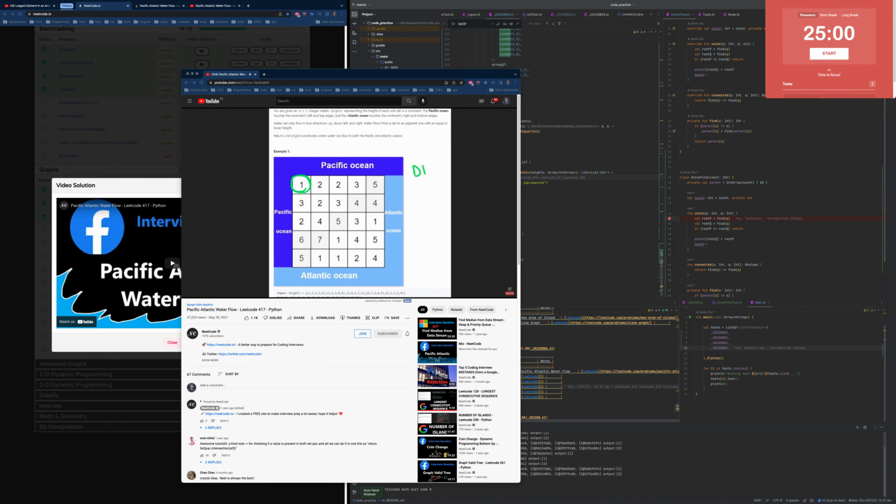So if we're doing a DFS or BFS on every single position, starting at every single position in the grid, we're going to get a time complexity of basically the size of the grid. Let's say that's n times m, which is the dimensions of the grid. And if we do that from every single starting point, we're going to get n by m squared as the big O time complexity.